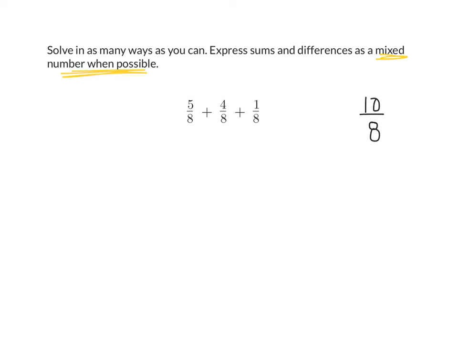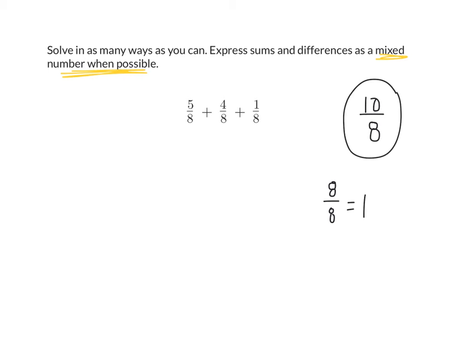First, let me ask you, is it possible to write it as a mixed number? Yeah. How do you know that it's possible to write this fraction as a mixed number? Anushka: It's more than 1. How do you know it's more than 1? Because 10/8 is more than 8. I know that 8/8 in this case equals 1, right? And 10/8 is more than 8/8.